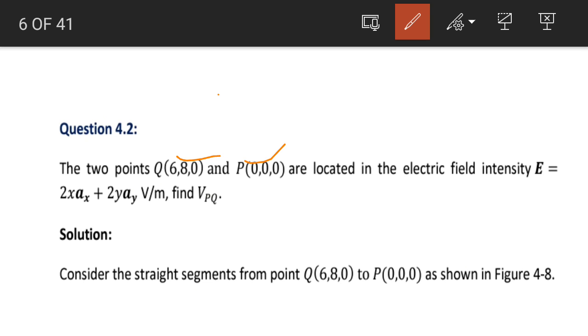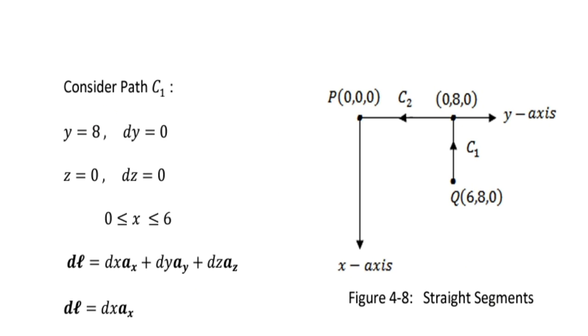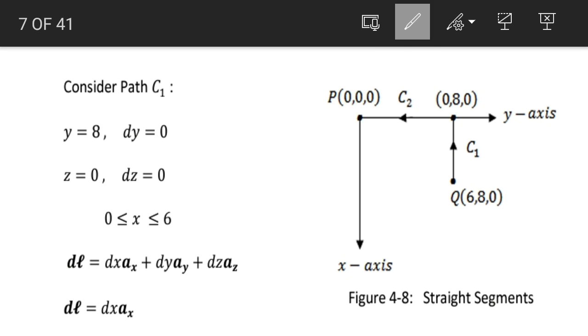Okay, so you see the potential difference between these 2 points is basically the energy which is required to move a charge of 1 coulomb from point Q to point P. And you see we can choose any path between these 2 points. We can consider straight line segments, or we can consider zigzag path, or we can consider circular path. So we can consider any path for the sake of our convenience. So let us consider the straight line segment between these 2 points.